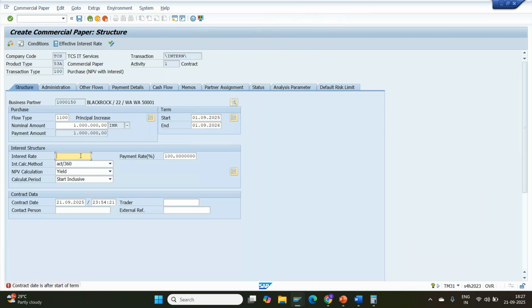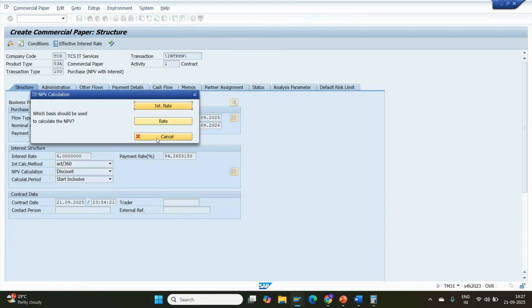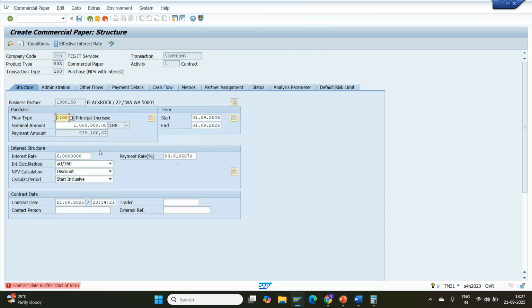Here I will put the interest rate as 6%. Now you can look at the discount calculation. Automatically it shows 93.91. Why is it showing this? Because the company is giving a 6% interest rate. This means the actual payment is how much?